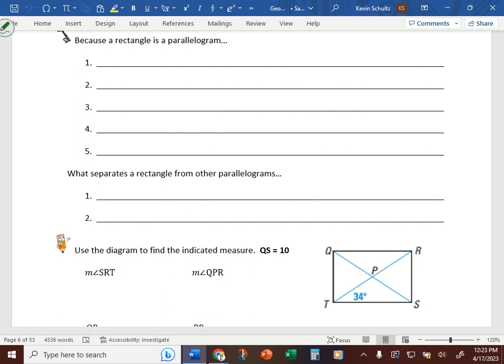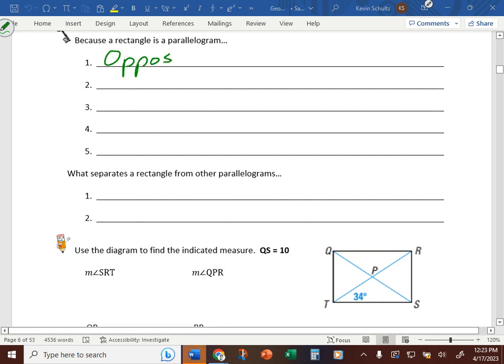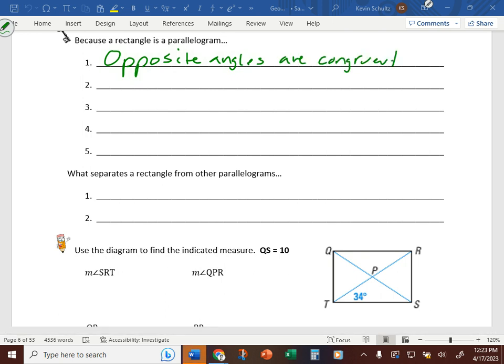Give me one. 4 sides. Opposite angles are congruent. She said sides. Did you say sides? Yes. Because sides are congruent as well. That was what I was gonna say. That is what you said. Oh yeah.